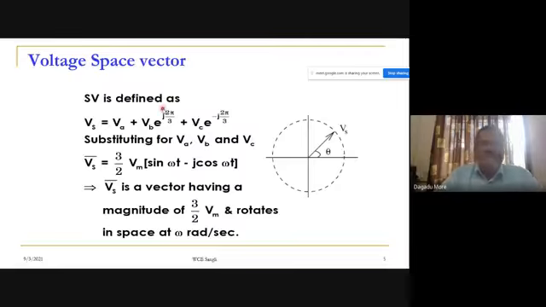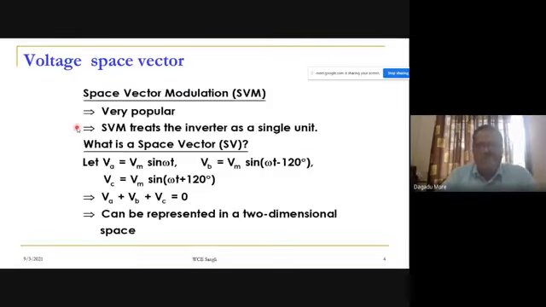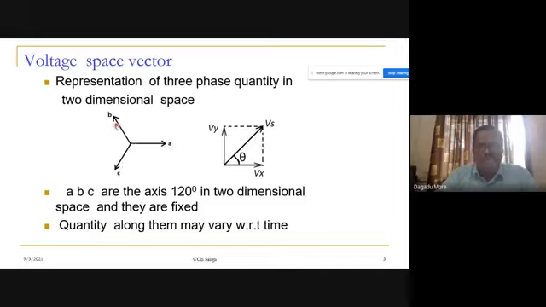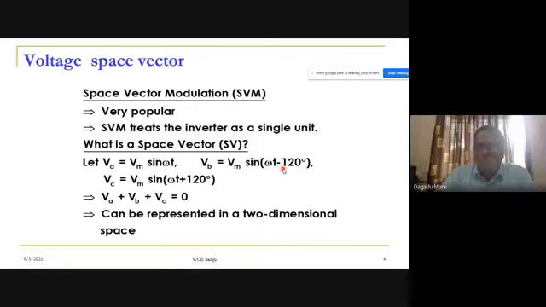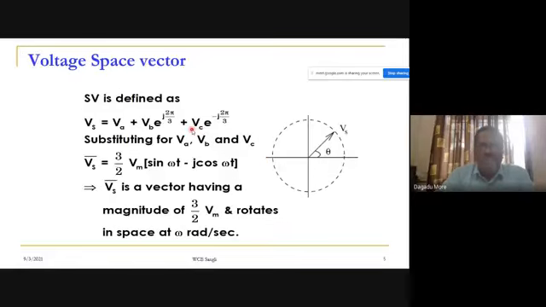Now how do we define the space vector? VA is along the A axis, VB is along the B axis, and VC is along the C axis, and we can write the space vector as VA plus VB e raised to j 2 pi by 3 plus VC e raised to minus j 2 pi by 3. That will be our expression for obtaining the space vector. We put VA equal to Vm sin omega t, VB equal to Vm sin(omega t minus 2 pi by 3), or minus 120 degrees, and similarly VC equal to Vm sin(omega t plus 120 degrees).